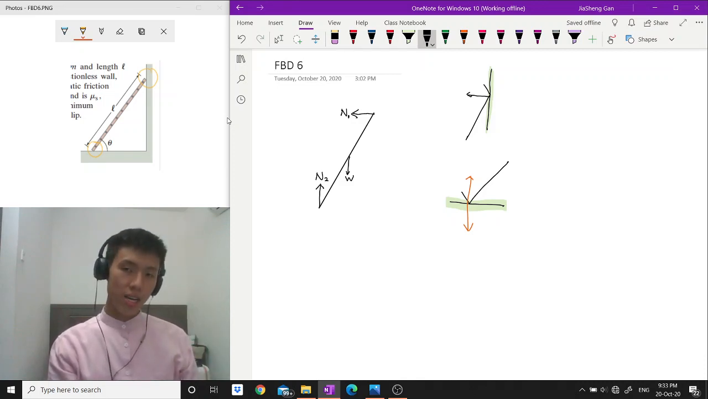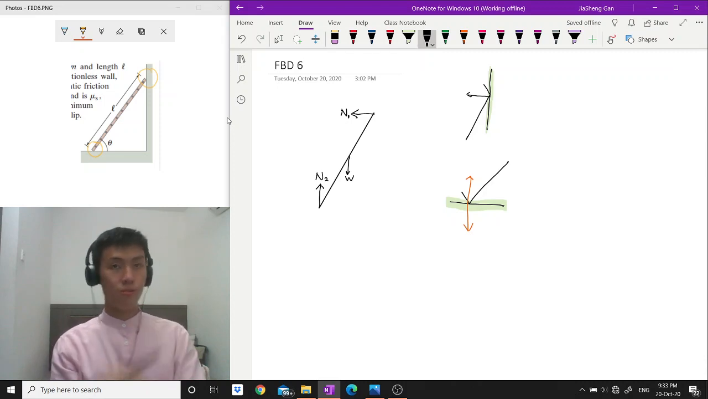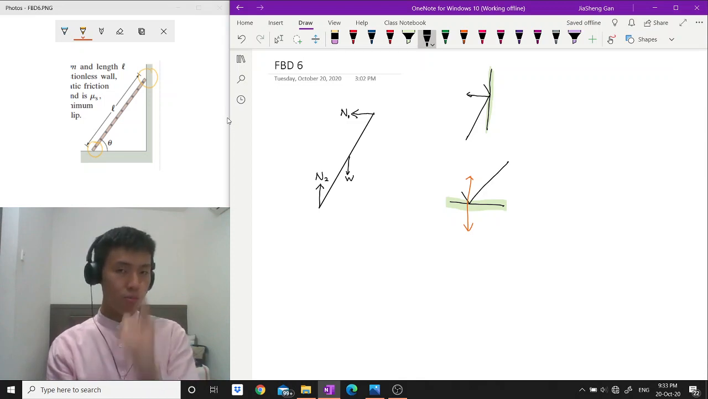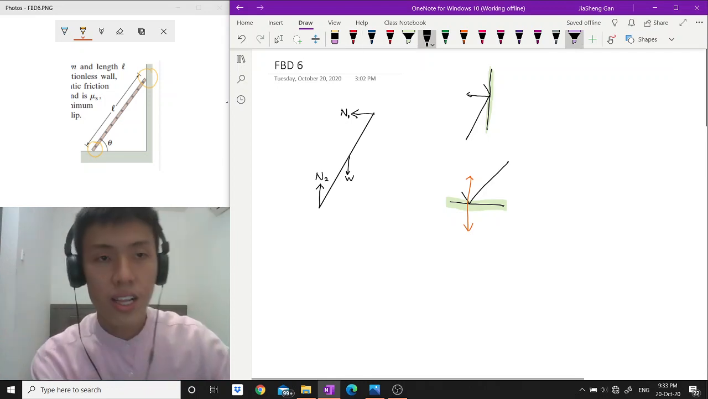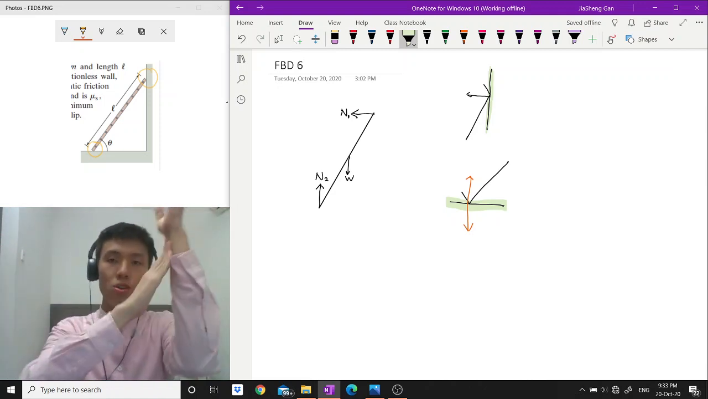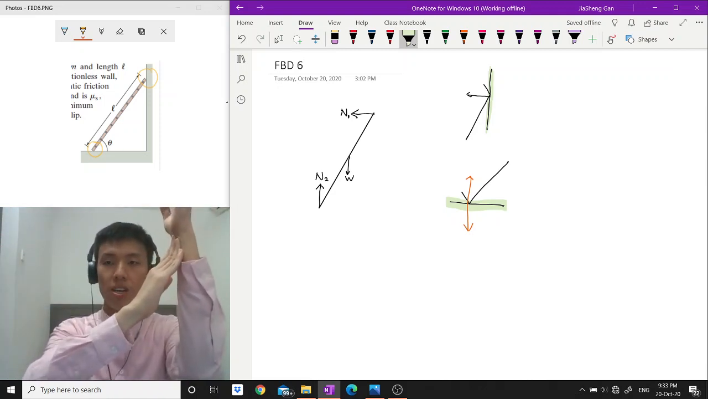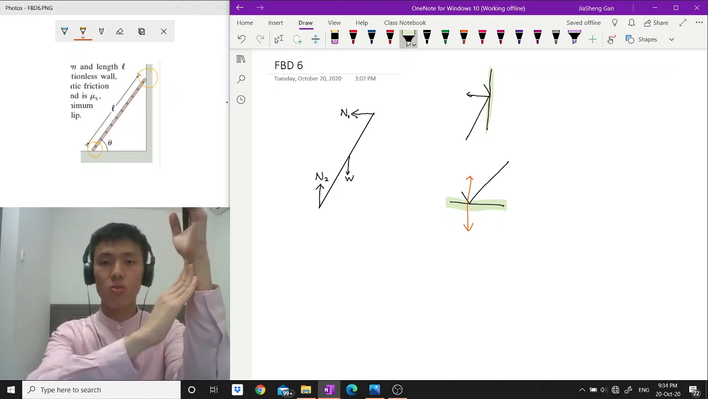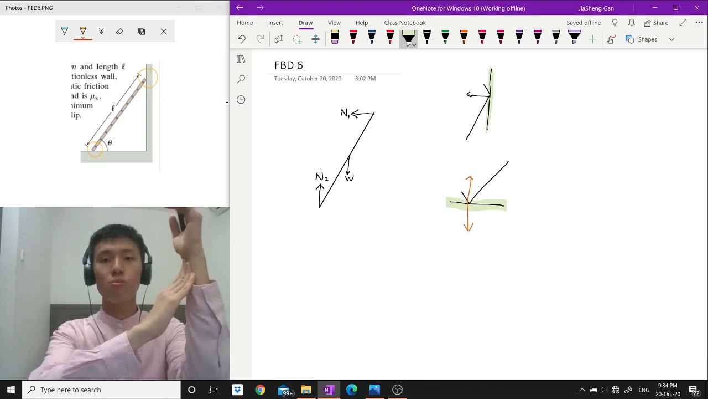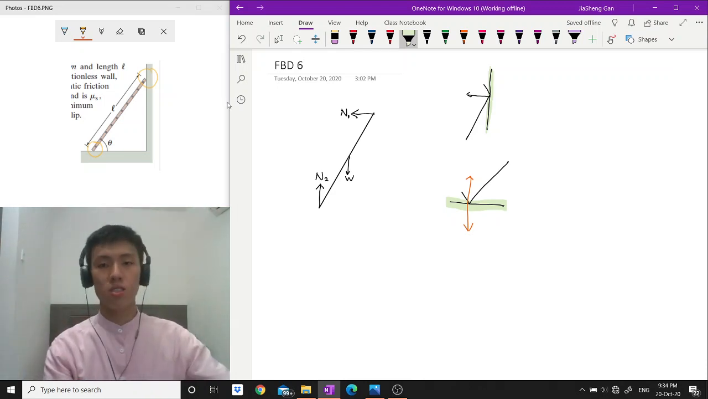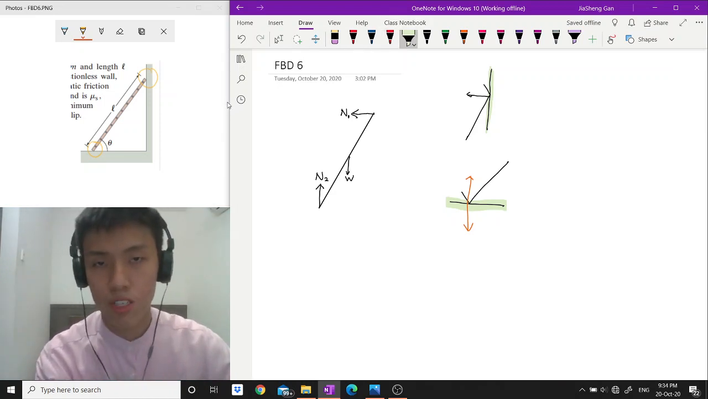But let's think about it harder. Just now we skipped a question on frictional force, right? Whether there's any friction or not. Now, I think from this diagram itself, we can sort of deduce whether we need friction or not. Okay, let's take a look. We say this ladder is lying on the wall, right? Means it's not moving. If it's not moving, means the sum of F must be equal to 0. If the sum of F is equal to 0, means the sum of Fx is equal to 0, the sum of Fy is equal to 0. So let's see whether it's possible or not.